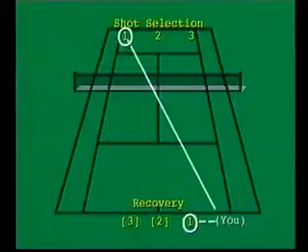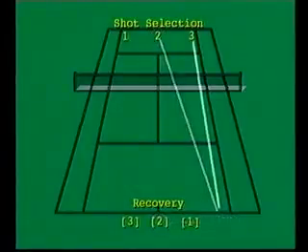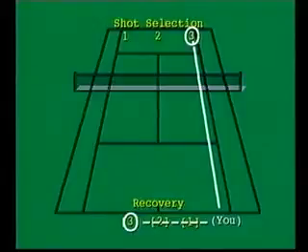Study this diagram to review what you've learned. Based on the shape of the court, when you hit in the direction of shot selection number 1, find recovery position number 1. When you choose shot selection number 2, move to recovery position number 2. And when you hit to shot selection number 3, find recovery position number 3.